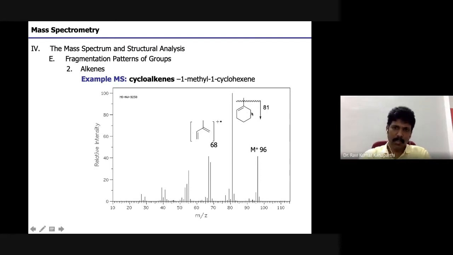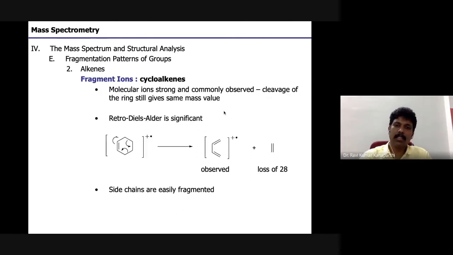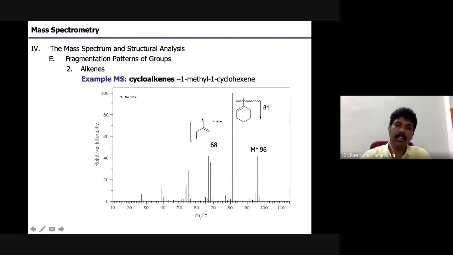This type of retro Diels-Alder product is this one. Like in the previous case, it has simply undergone this type of rearrangement and formed 1,3-butadiene. Similarly here, since there is a methyl, that methyl will be added over there. That's all. And then one ethylene, a loss of 28 peak, we can see. So here the loss of 28 is also seen.